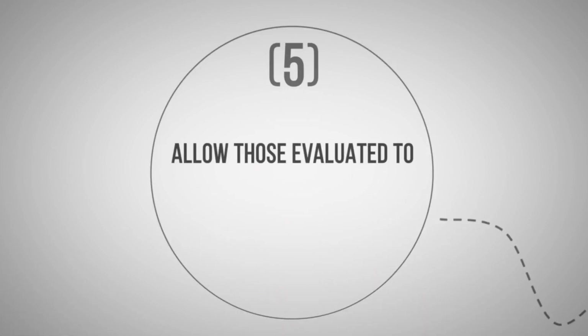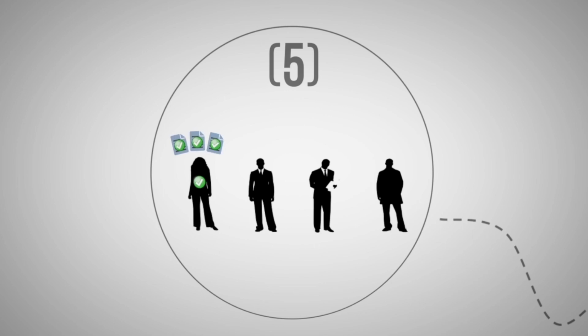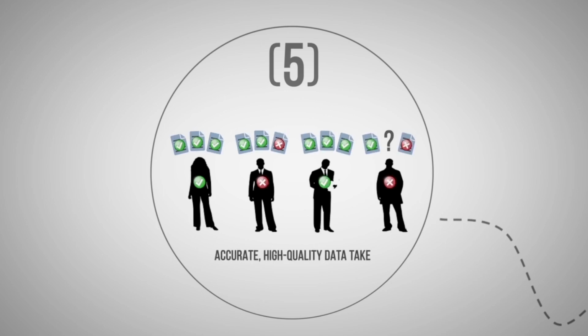5. Allow those evaluated to verify data and analysis. To ensure data quality, all researchers included in bibliometric studies should be able to check that their outputs have been correctly identified. Accurate, high-quality data take time and money to collate and process. Budget for it.